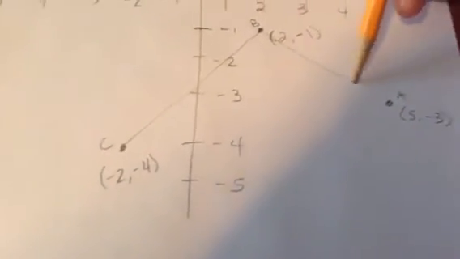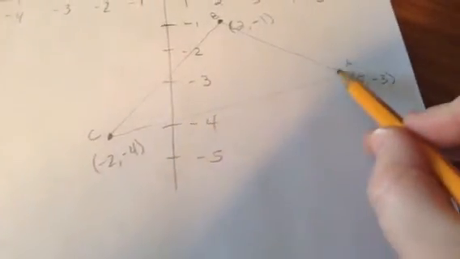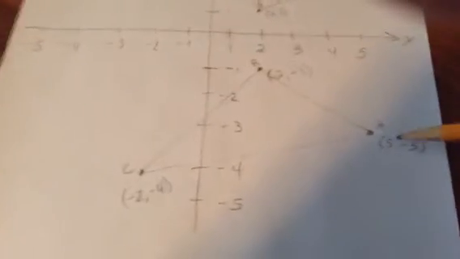And then I can connect these points and make the triangle. So this was your last answer choice. It said A, the coordinates for when you reflected it, A would become 5, -3, B would be 2, -1, and C would be -2, -4. That was your last answer choice.